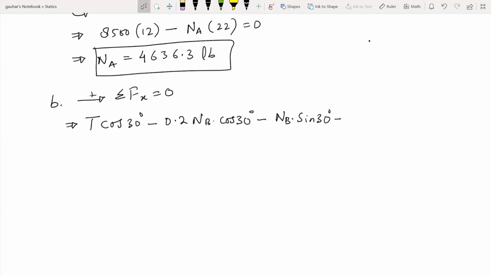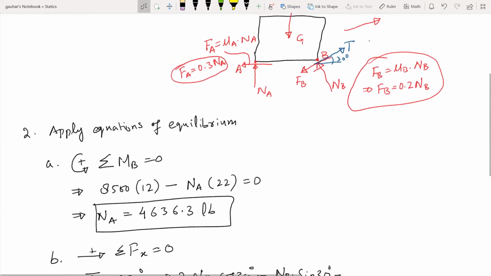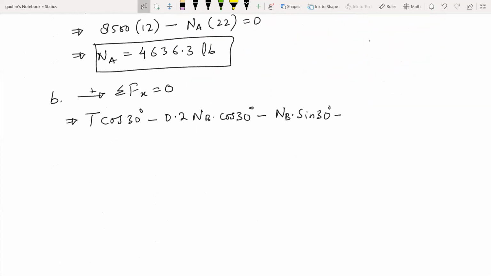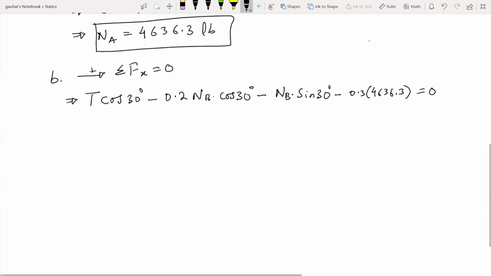Then what else do we have in sigma Fx? We have F sub A, right? So F sub A, which is 0.3 times N sub A, 4,636.3 pounds, equals 0. Okay, so these are 1, 2, 3, and 4 forces acting in the x direction. So we include all these 4 forces in sigma Fx equals 0.